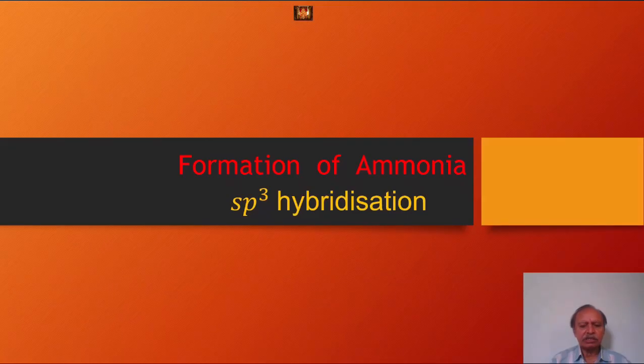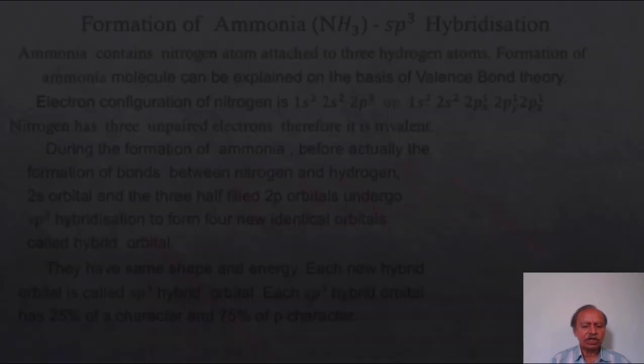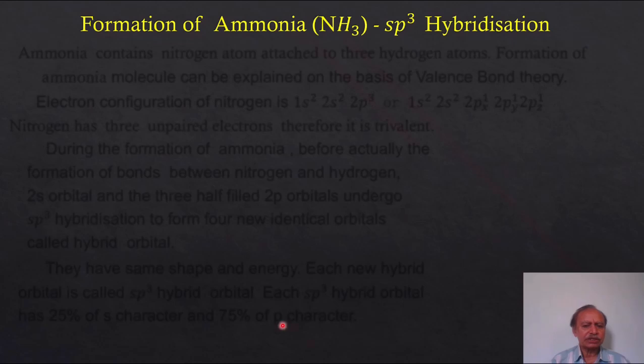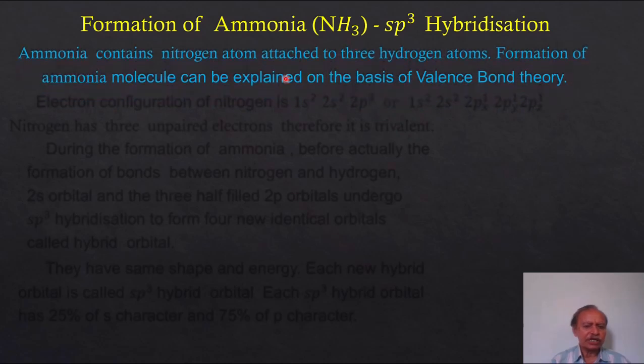So for that, you know the formula of ammonia. The formula of ammonia is NH3. That means ammonia contains 3 hydrogen atoms that are bonded to the nitrogen atom. So the nitrogen atom is bonded to 3 hydrogen atoms, and the formation of the ammonia molecule can be explained on the basis of valence bond theory.